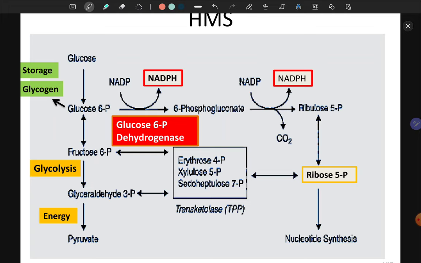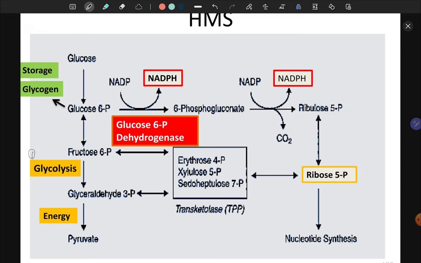So, once the glucose 6 phosphate has been formed, it has three major pathways. The first one, which we talked about in the first lecture, is glycolysis. The second is that glucose 6 phosphate can go to the glycogen pathway or glycogen metabolism.